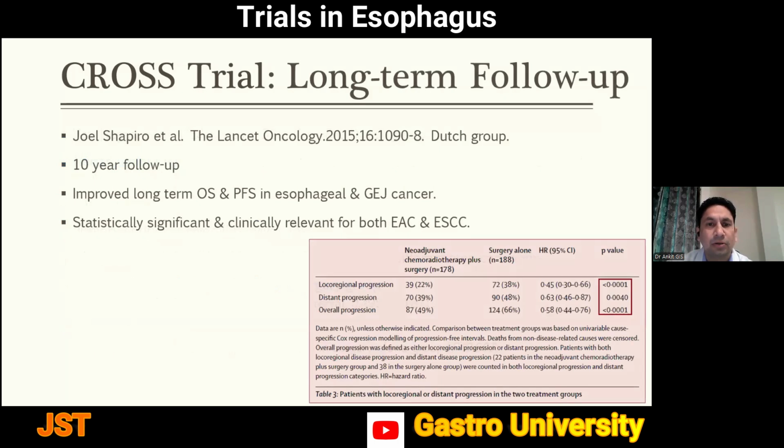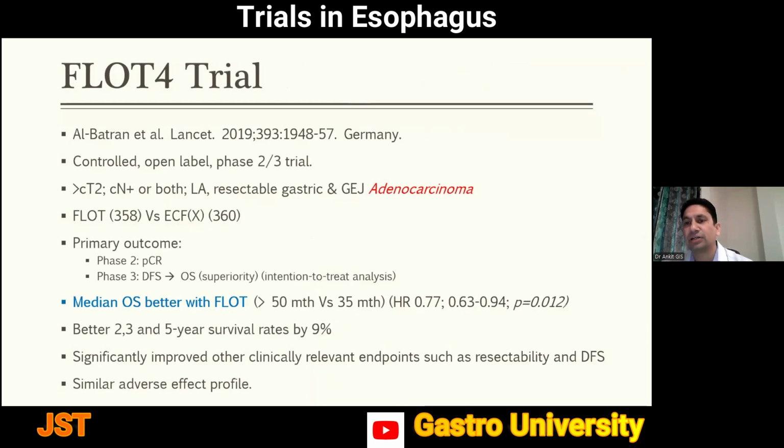Now Joel Shapiro, in Lancet Oncology in 2015, published a long-term follow-up of this trial, wherein they noticed improved long-term overall survival and progression-free survival in esophageal and GE junction cancer, and it was statistically significant and clinically relevant for both esophageal adenocarcinoma as well as esophageal squamous cell carcinoma. Then came the FLOT4 trial, which Dr. Nishaath Hussein has presented beautifully. FLOT4, after this trial was published, has become the standard of care, included in all the international guidelines.